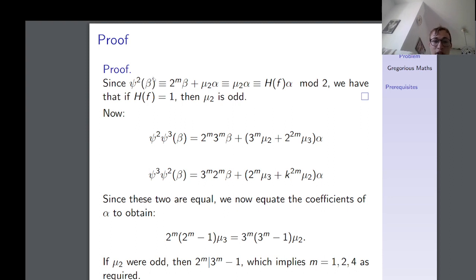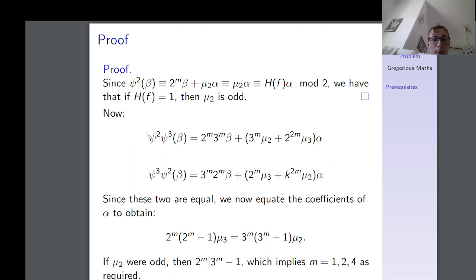psi 2 of beta is equal to beta squared mod 2, because 2 is a prime number. But psi 2 of beta is also equal to 2 to the m beta plus mu 2 alpha. Now, because 2 to the m is even, this is equal to mu 2 times alpha. But this is also equal to, by definition of the Hopf invariant, if we remember from the start, h of f times alpha. And this is all mod 2. And so if h of f is equal to 1, then we also need that mu 2 is odd. Okay, good.